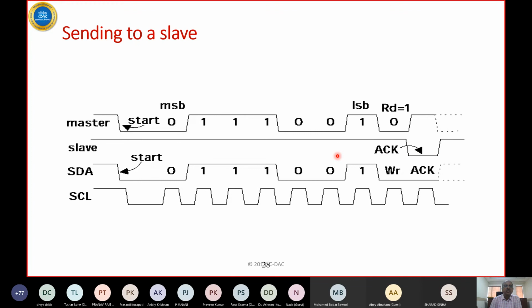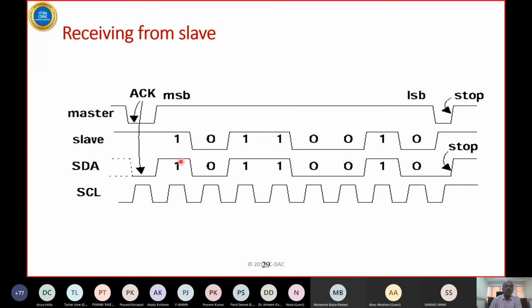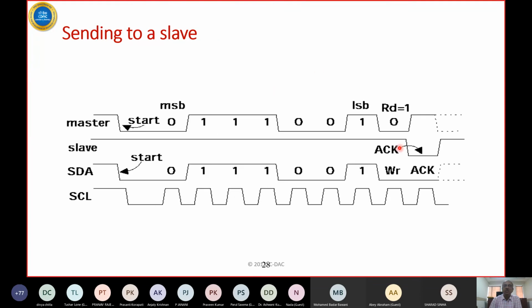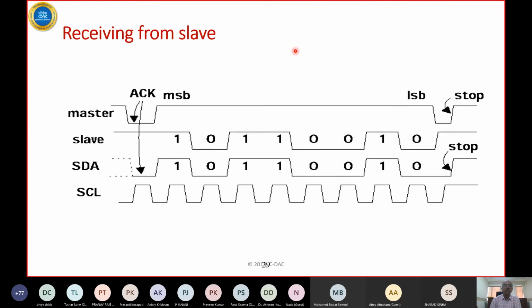Now compare this with receiving. In receiving, the master is sending the clock, and the slave is sending the data, because the master is receiving. The master reads the data that appears on the bus. In the 9th bit period, after 8 bits have been sent, the master gives an acknowledgement. Why does the master give an acknowledgement? Because it is receiving. In the previous case, who was giving the acknowledgement? The slave, because the master was sending to the slave. So they reverse the roles.